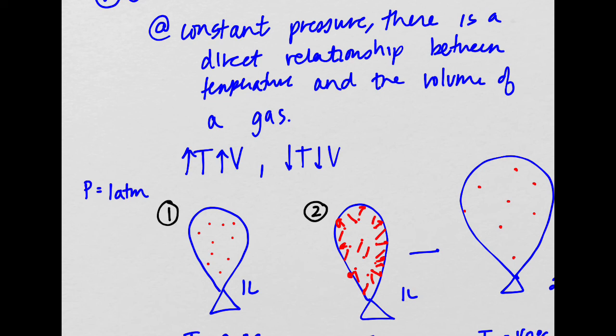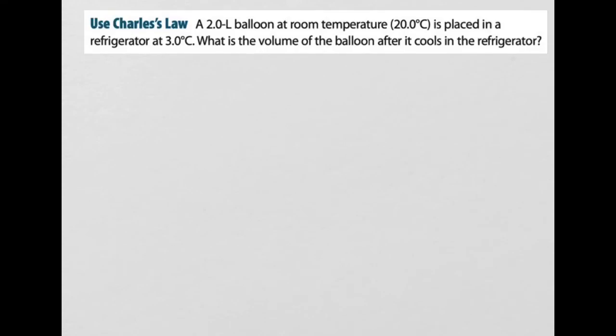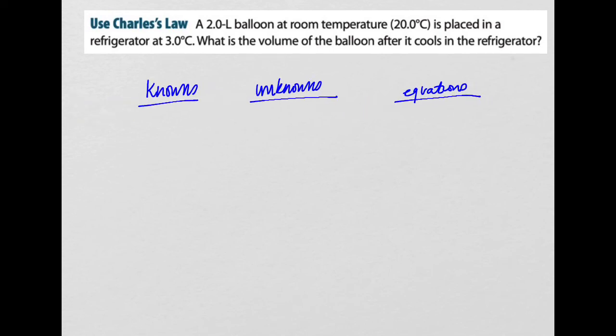Okay? Let's look at an example problem here. Okay, so let's lay these out because we know we're going to need them. A 2-liter balloon at room temperature, which is 20 degrees, is placed in the refrigerator that has a temperature of 3 degrees Celsius. What is the volume of the balloon after it cools in the refrigerator?